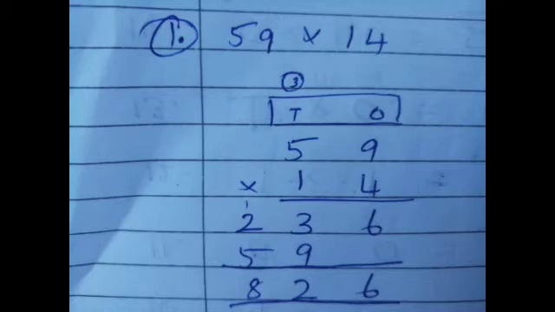So finally we can do the addition of the two rows, the ones place multiplication and the tens place multiplication. Ones place we have 6. Tens place we have 9 plus 3, 12. 2, and 1 should be carried over.